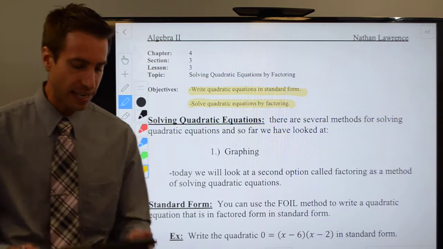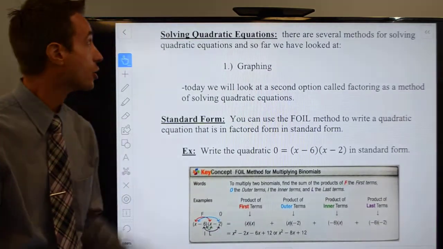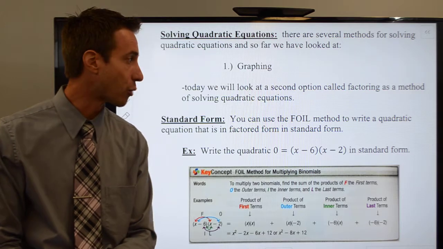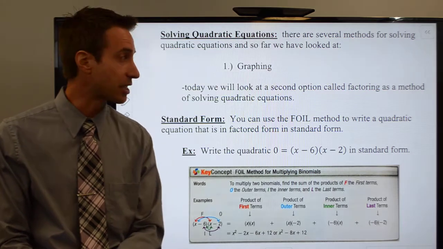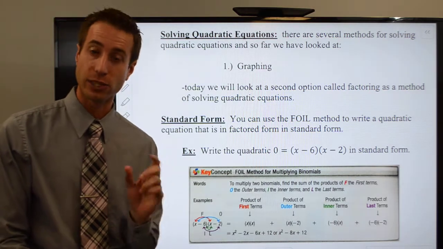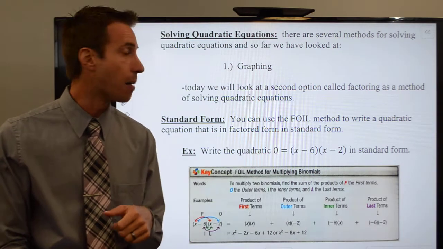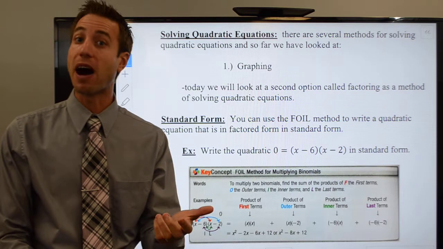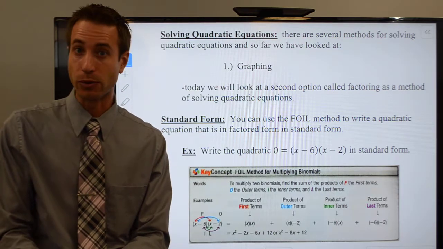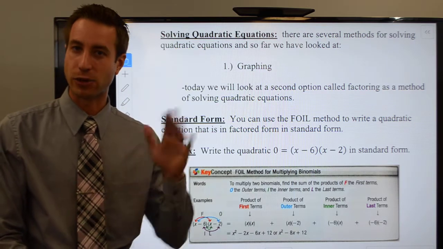So let's just jump right into this. What we've already looked at is, of course, solving quadratic equations by graphing. We've spent quite a bit of time on graphing. You should be very comfortable at this point with graphing a quadratic equation and finding either its roots, its x-intercepts, or the consecutive integers between which you would find the zero or the x-intercept. But what we want to do is take a look at factoring in these notes.